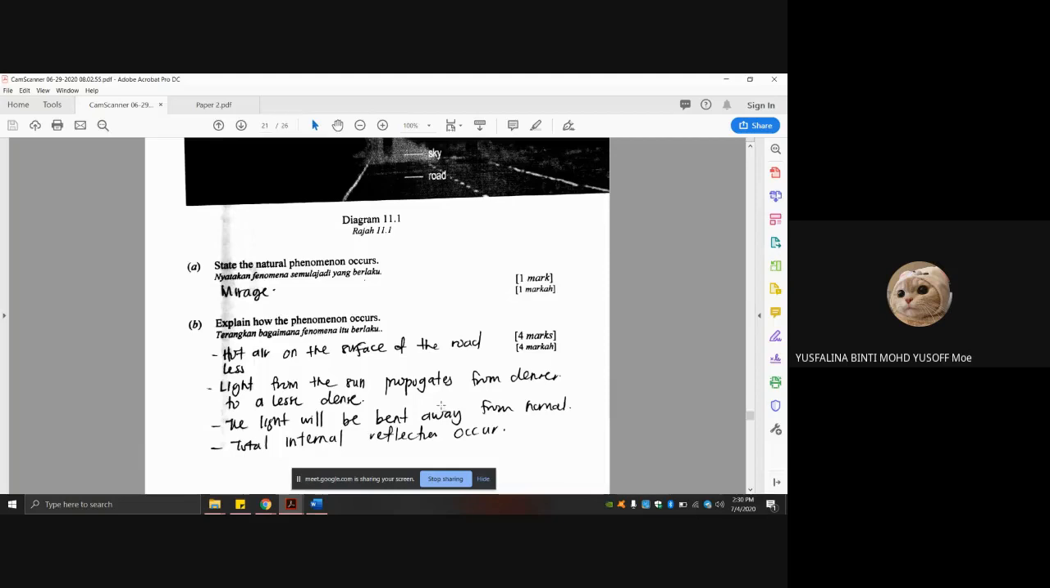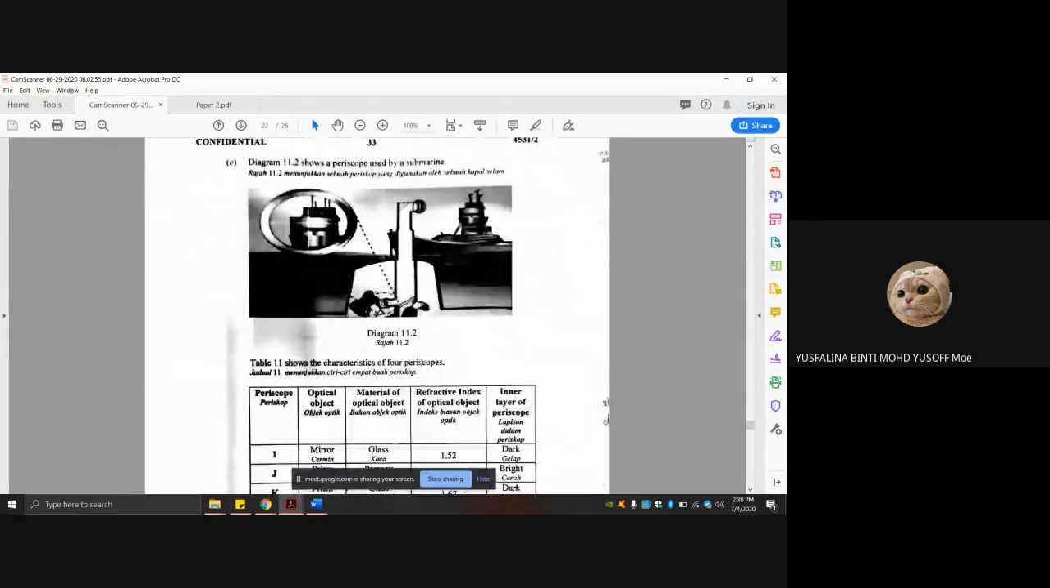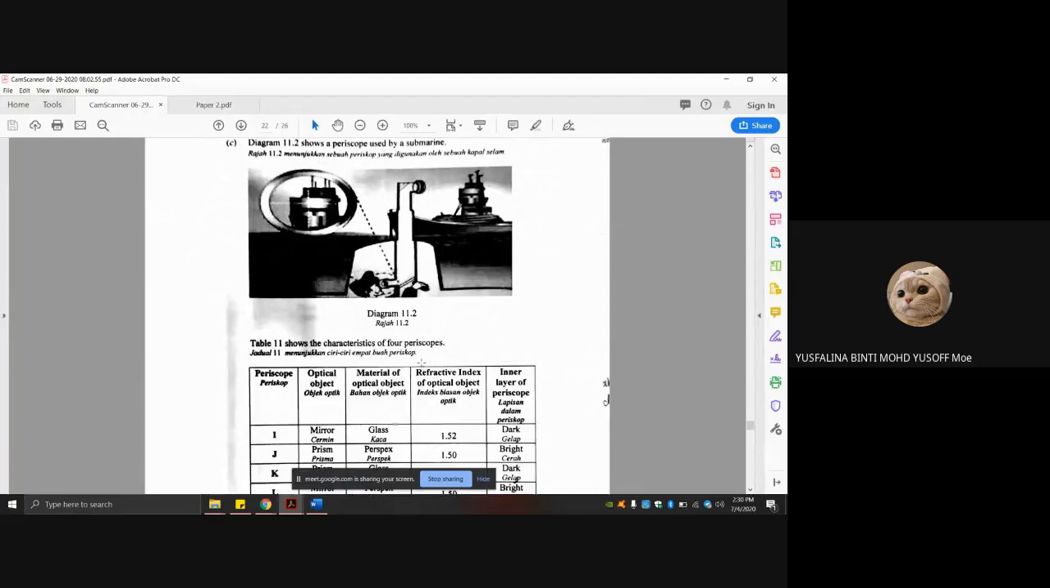If you don't have time to copy my answer, I will put this answer in the group, so you can check your answer and make a correction. Alright, the next one. This is the last one, number 12, we continue. Next week, we try to do paper 3. I will teach you. Maybe you already forgot, since we haven't done paper 3 for a long time.